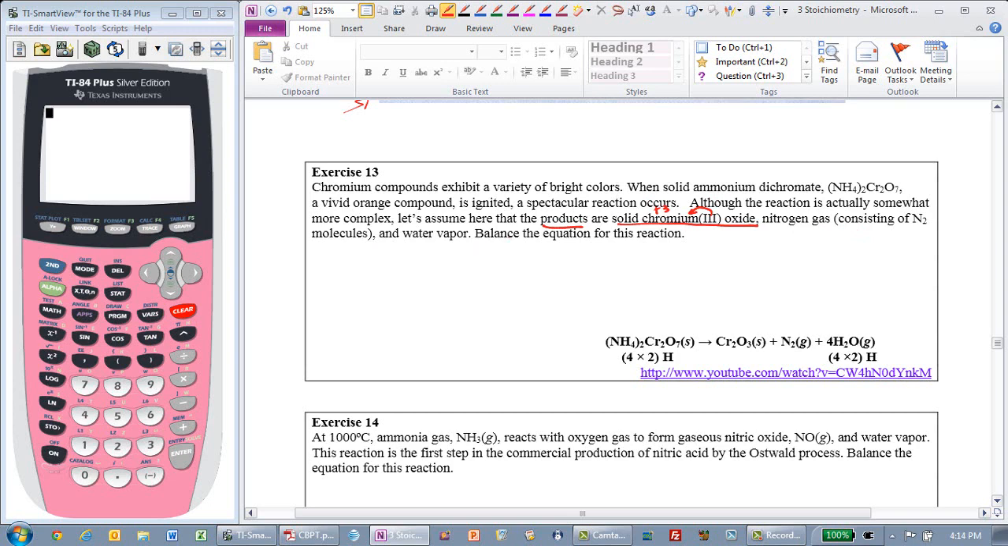So they gave this all to me in words because they're mean. So they want me to balance the equation for this reaction. So let's start with the ammonium dichromate. There, they gave me that formula to get me started. So off to the races. I know the answers are down there. Don't look at them yet.